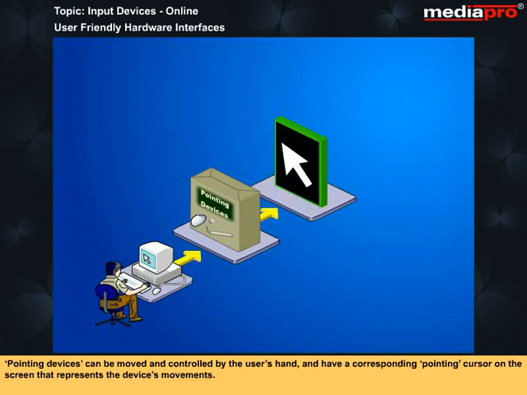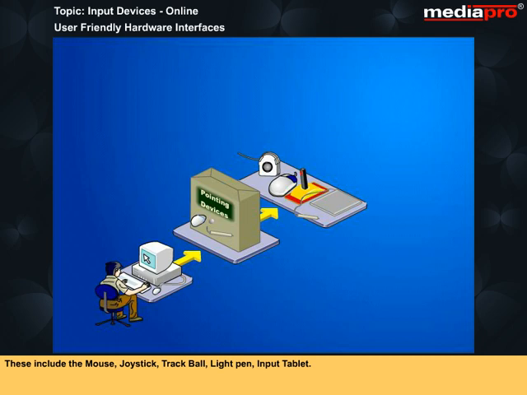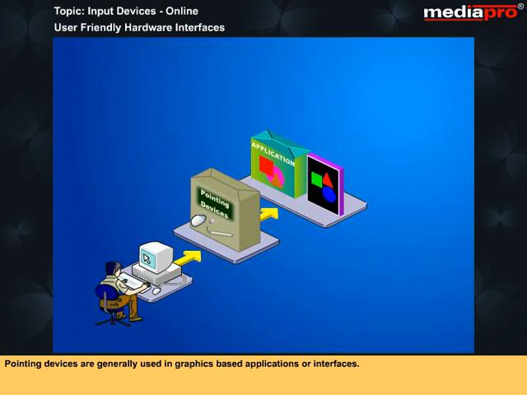Pointing devices can be moved and controlled by the user's hand and have a corresponding pointing cursor on the screen that represents the device's movement. The device itself has buttons or keys to select screen objects. These include the mouse, joystick, trackball, light pen and input tablet. Pointing devices are generally used in graphics-based applications or interfaces.